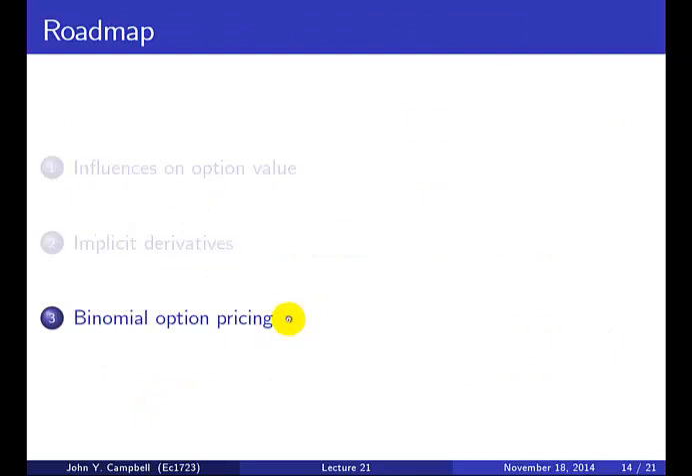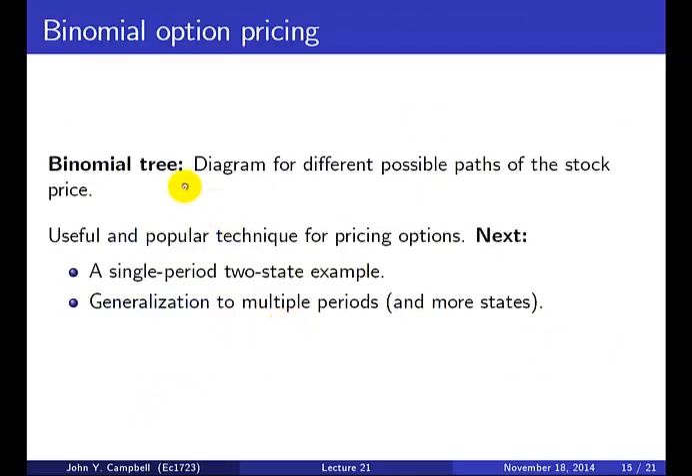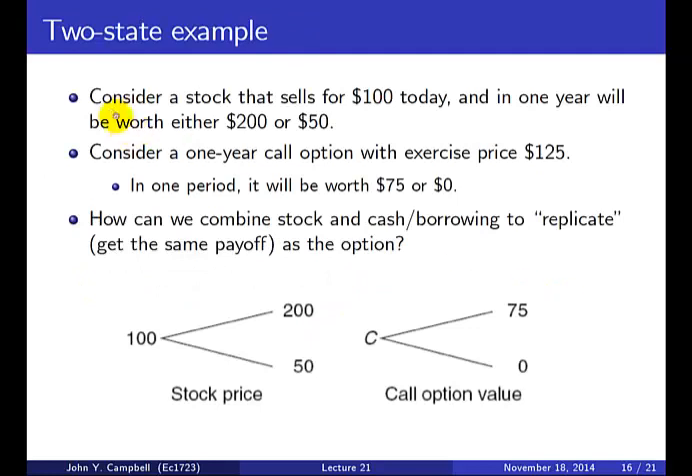Okay, so the third topic for this module is binomial option pricing. And what I want to do is show you how you can use a binomial tree, which is a diagram for different possible paths of the stock price, to figure out the value of an option. This is very useful, very popular. It can be made much more complicated than what I'll show you, more complicated but also more realistic. However, I'll just show you a single period, two-state example, and then sketch out the generalization to multiple periods and more states. So here's a two-state example.